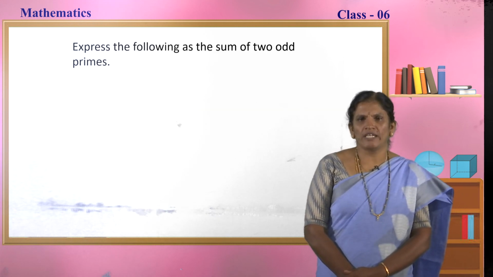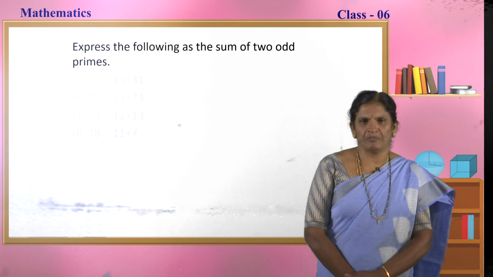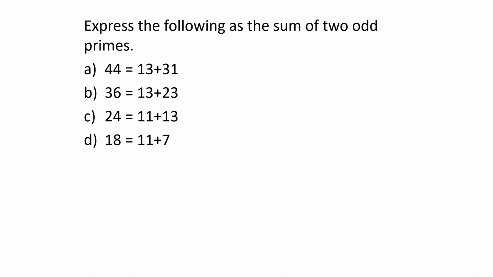Express the following as the sum of two odd primes. See, here they have given 44. 13 plus 31 is 44. 36: 13 plus 23 is 36. Sum of two prime numbers. Here 13 and 23 both are prime, but the sum is 36. Again 24: 11 plus 13. Next 18: 11 plus 7 is 18. Copy this to the classwork, children.